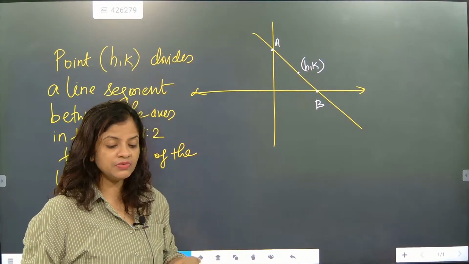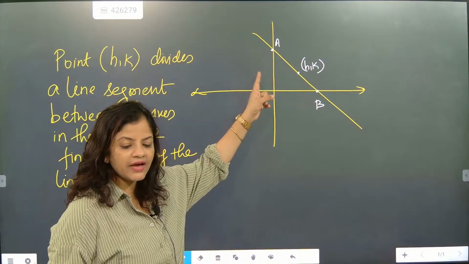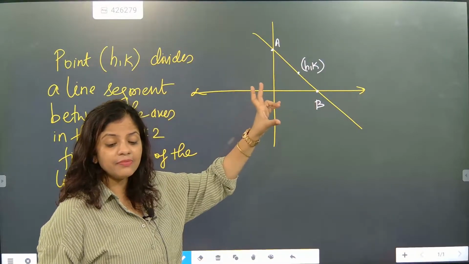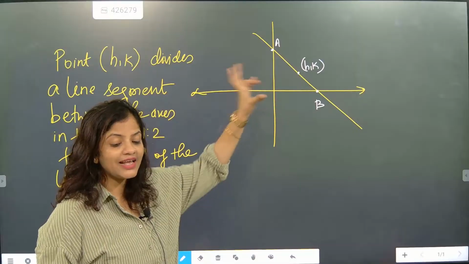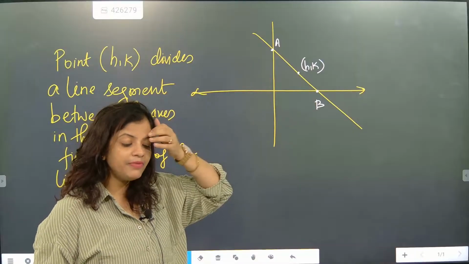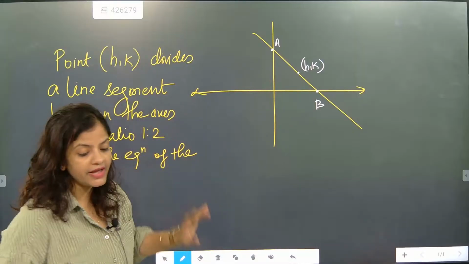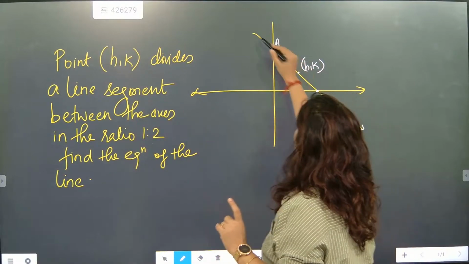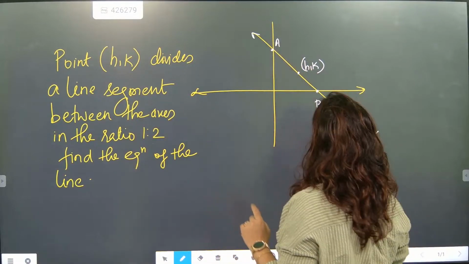Between the axes, meaning between the x-axis and y-axis, this line segment is taken. The line segment AB is taken between the x-axis and y-axis. So you need to be very careful and solve these questions with very careful effort.